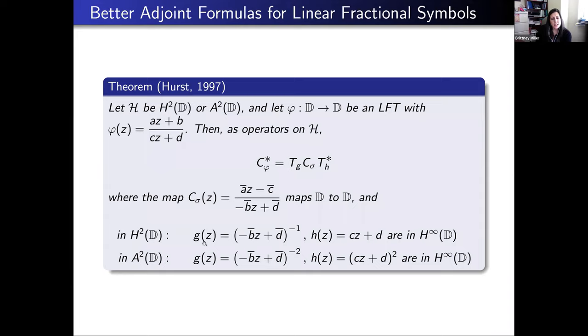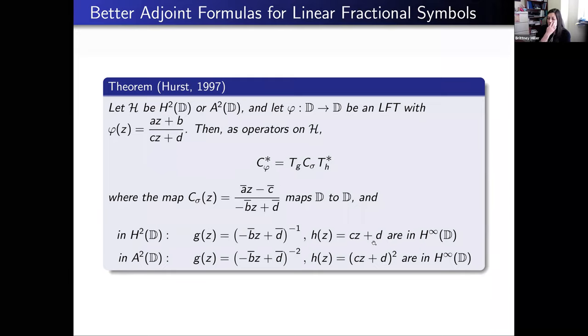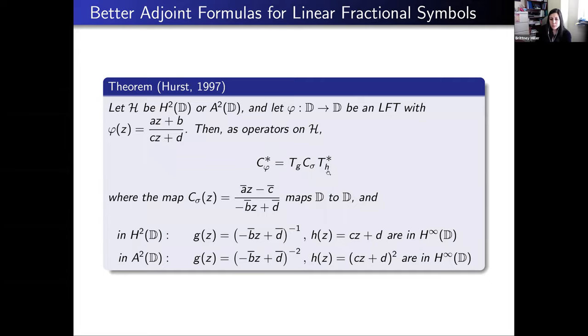And again, in the Hardy space and the Bergman space, these are very similar, where g(z) is negative b-bar z plus d-bar, just like this denominator, and h(z) is cz plus d. So we get this breakdown of what the adjoint looks like in terms of the adjoint of a Toeplitz operator, which is really just the Toeplitz operator whose symbol is the complex conjugate of h, and then an actual composition operator with symbol sigma.